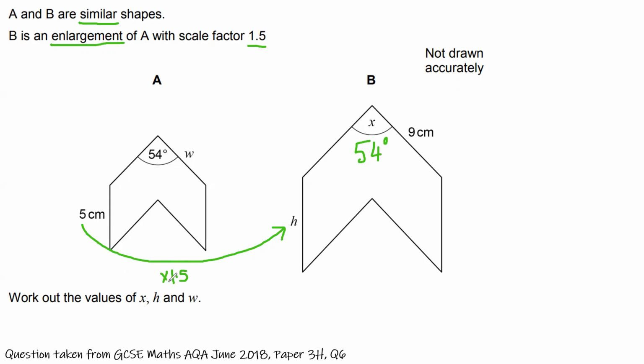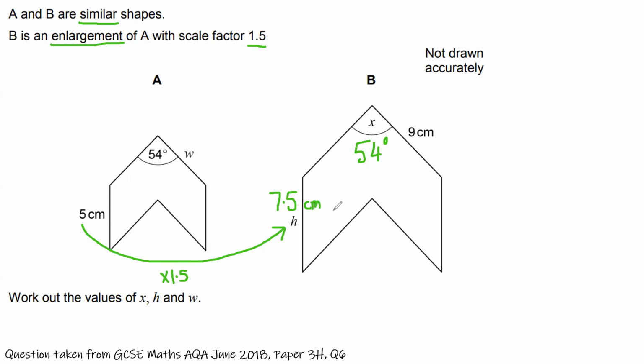So to work out what H is equal to, we need to do 5 centimeters times by the scale factor of 1.5, and that will give us our answer for H. So if you do that maths, you do 5 times 1.5, you end up with 7.5 centimeters.